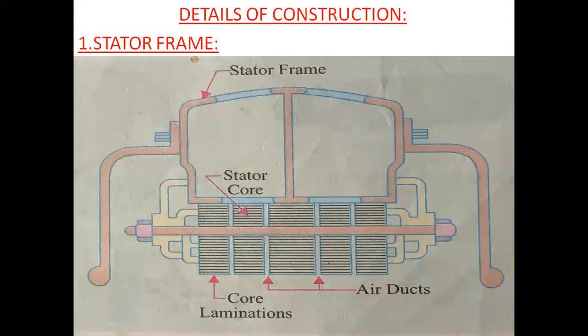Instead of castings, frames are generally fabricated in modern days. These are fabricated from mild steel plates. They are welded together in such a way as to form a frame having a box type section.